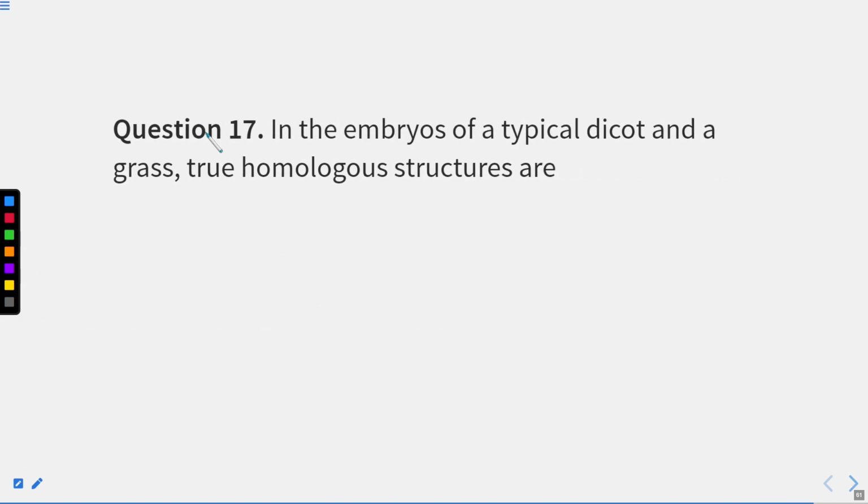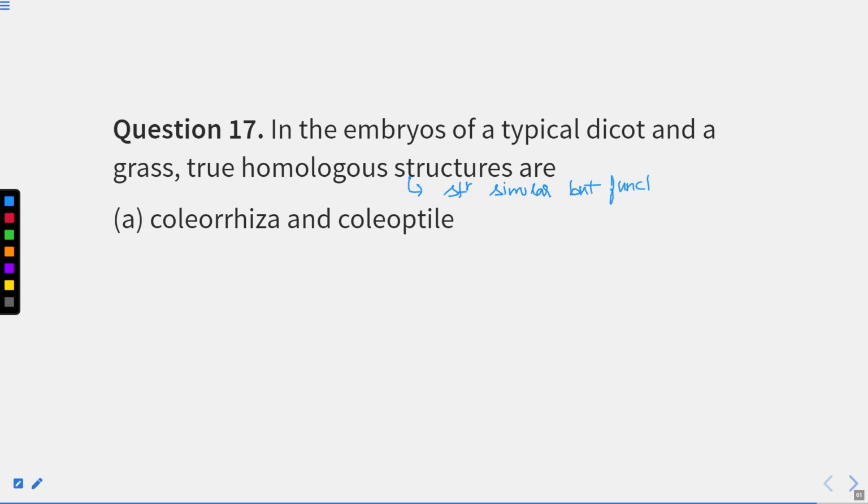Alright, now question number 17. In the embryo of a typical dicot and the grasses, true homologous structures are. Now what are homologous structures? Those structures which are structurally similar and functionally different. Okay, homologous structures: they are structurally the same, but functionally different.